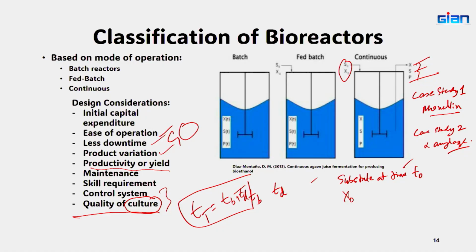In case study 2, alpha amylase, that's an enzyme. Again, a protein. Whether it is produced extracellularly or intracellularly, depending on the host that you choose, depending on the process that you choose, will define the type of reactor you are going to use. So you have to be very, very careful in choosing the right reactor design for these types of processes.